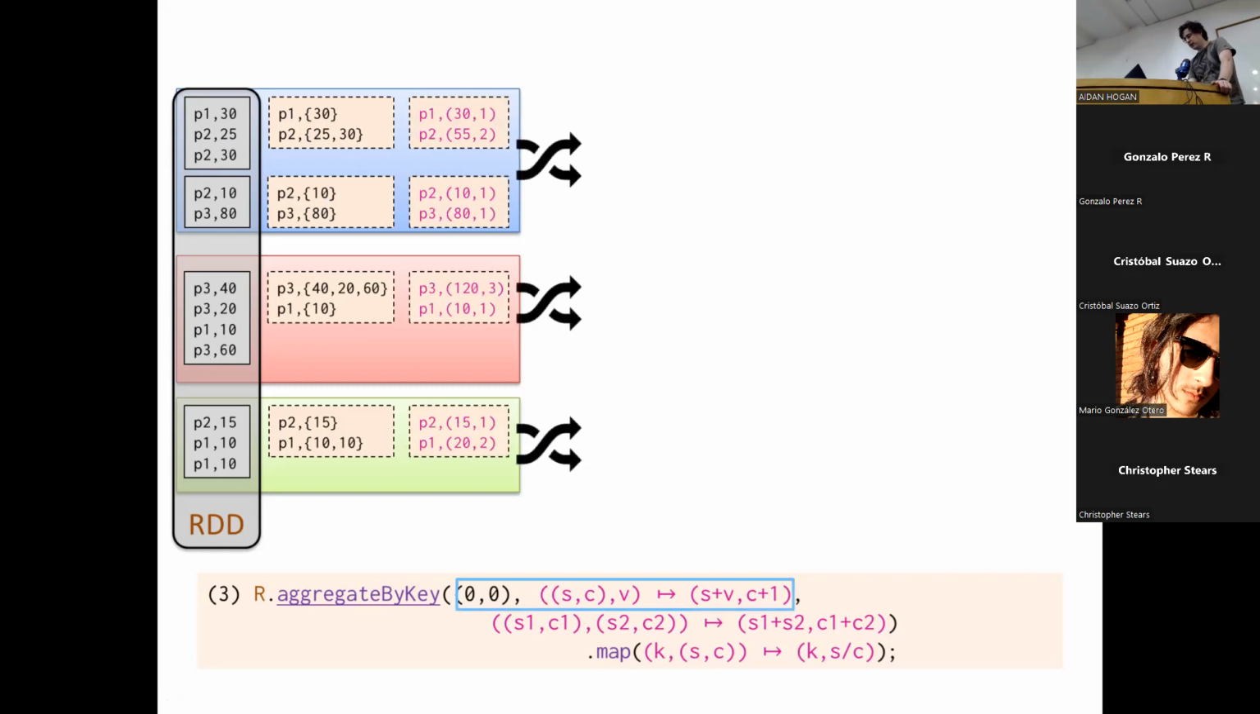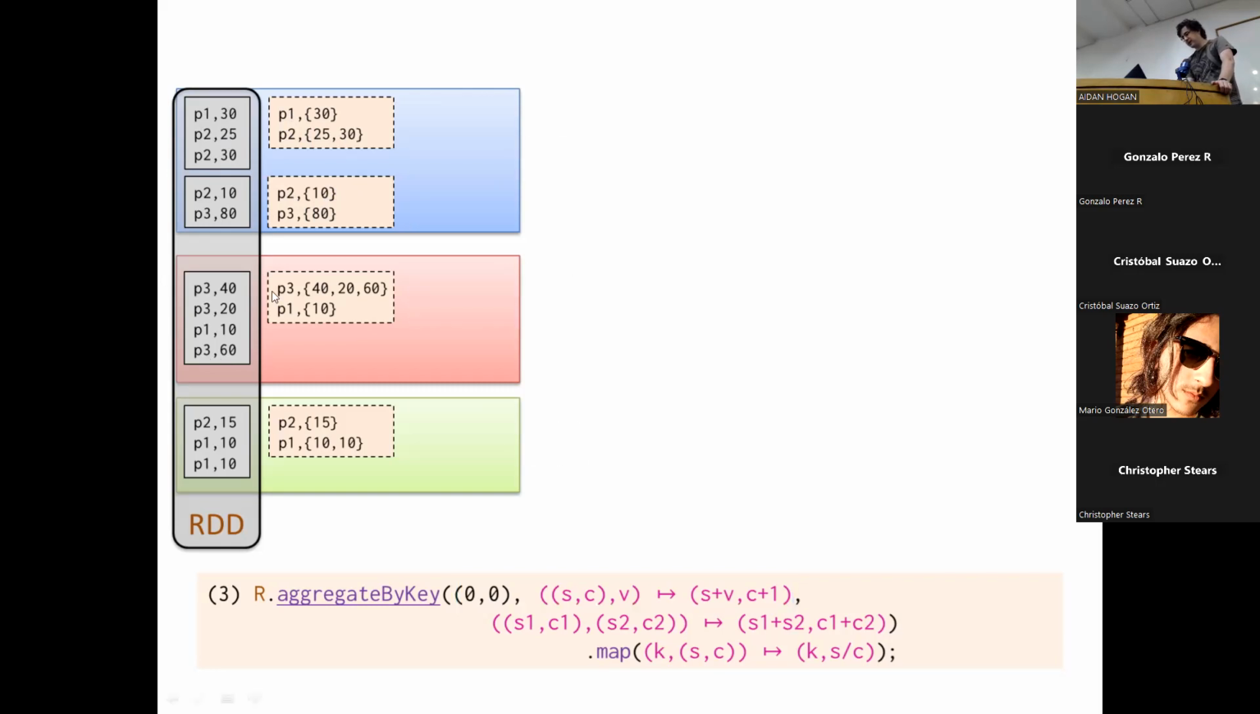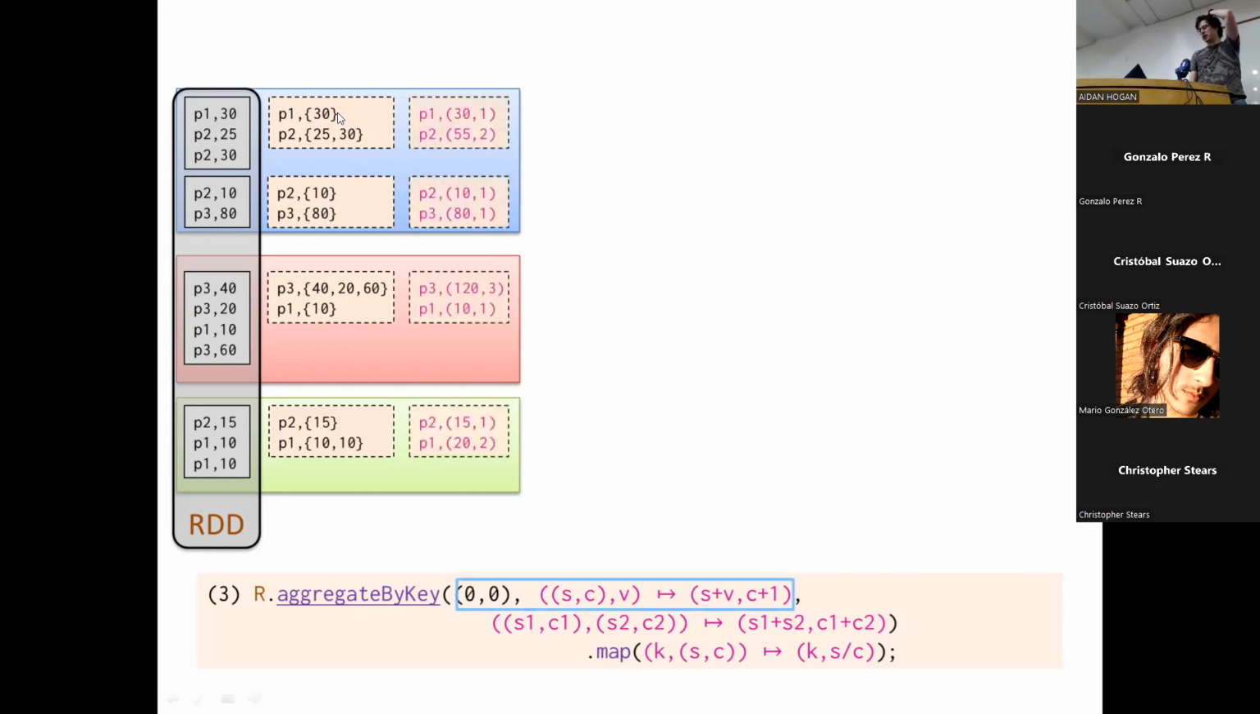So for each partition here, we're going to apply the first function, the combiner function, over each partition. This will give us for each partition the key and a sum and a count, by applying this operation here. So for every key and every partition, we end up with a sum and a count as a result.